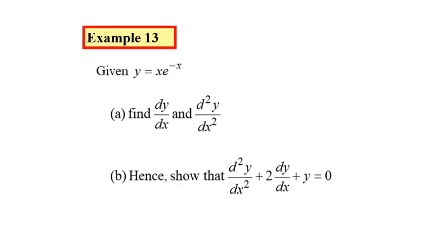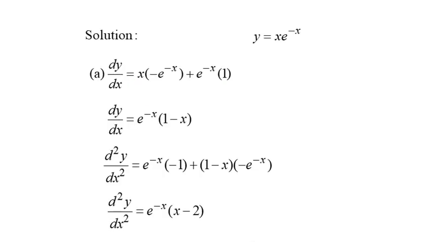Okay. So next, example 13. Given y equals x e power of negative x, find dy/dx and d2y/dx2. Remember, this is the second derivative, d2, and this is the first derivative, the normal differentiation. And then show that the second derivative plus 2 times the first derivative plus y equals 0. So first we have to find out the first and second derivative.